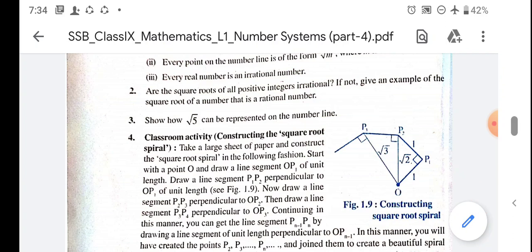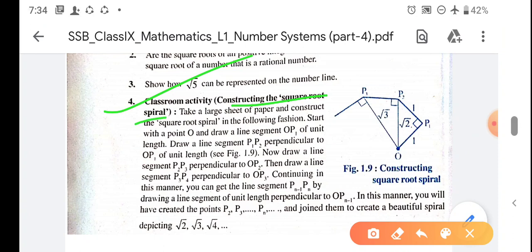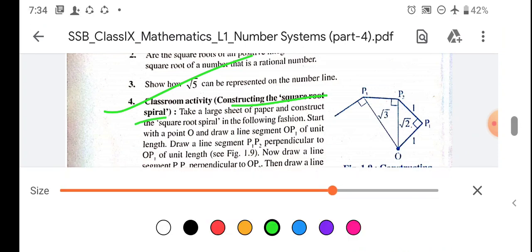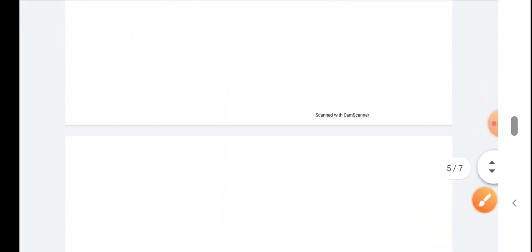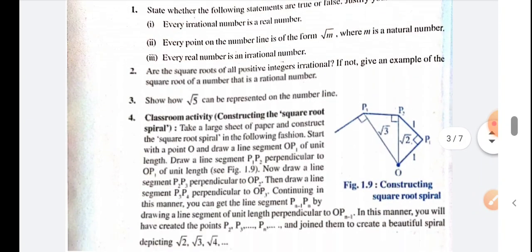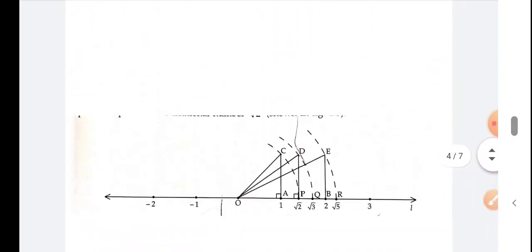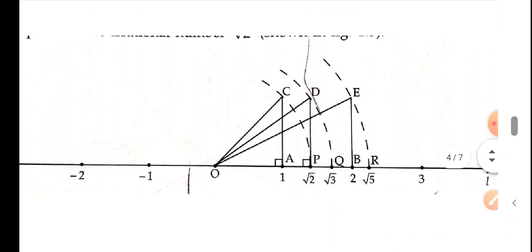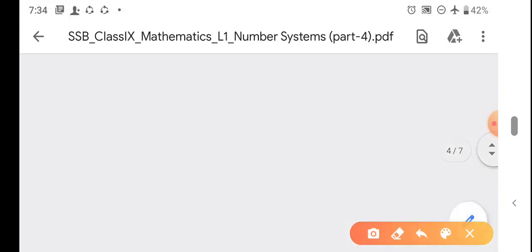Now how to represent root 5 we have done. Then the classroom activity: constructing the square root spiral. This here is the spiral, and you will go on preparing this. Here is the square root spiral. So you go on proceeding by drawing all the numbers. I will tell you how to prepare it.